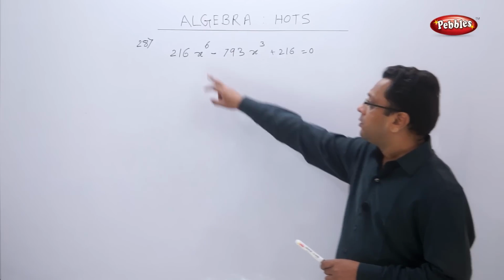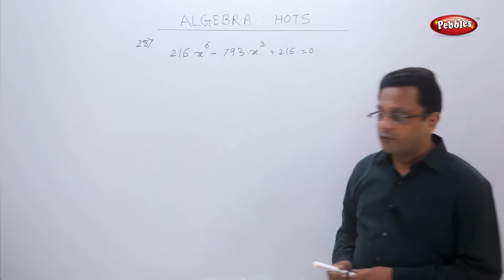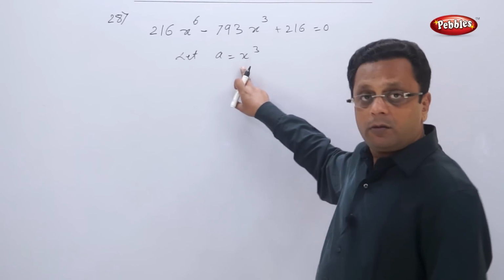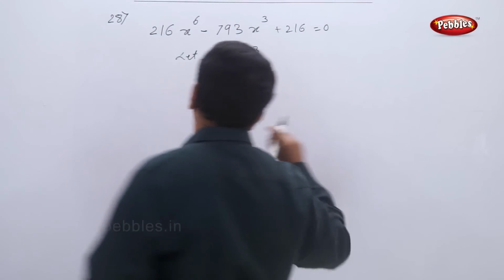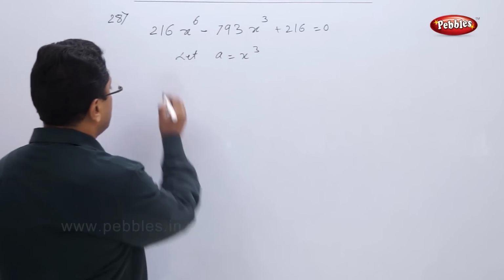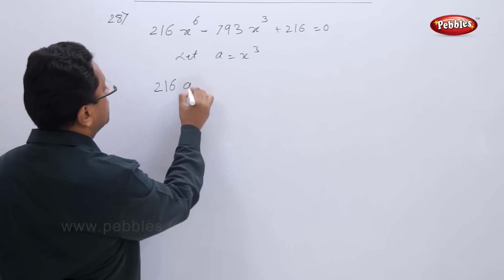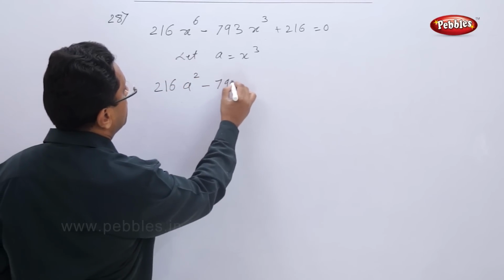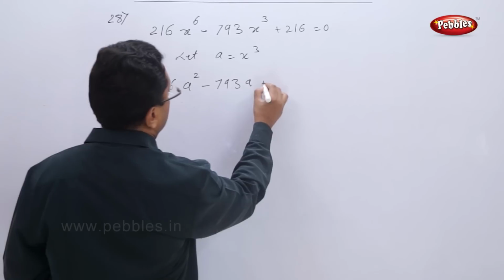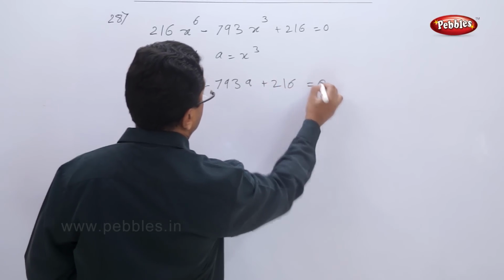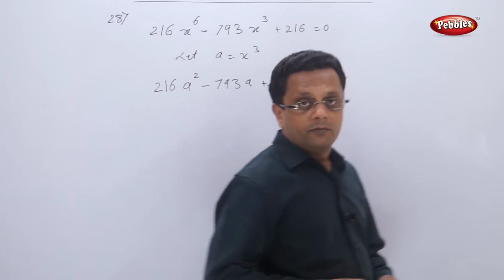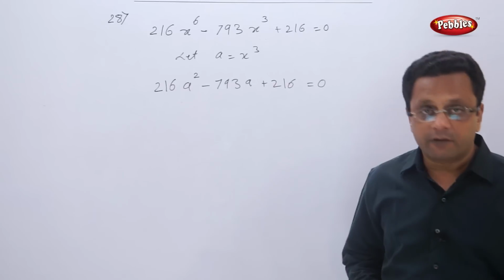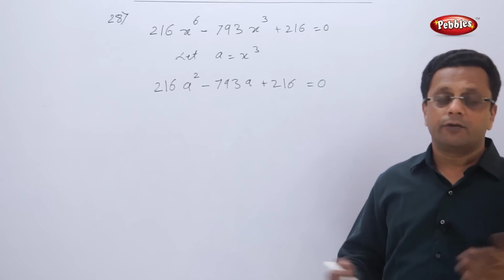First of all, we'll convert this into a quadratic equation. So let a equal x cube. So my new equation will be 216a^2 minus 793a plus 216 equals 0. Now it is very easy to factorize. Now how will you factorize?